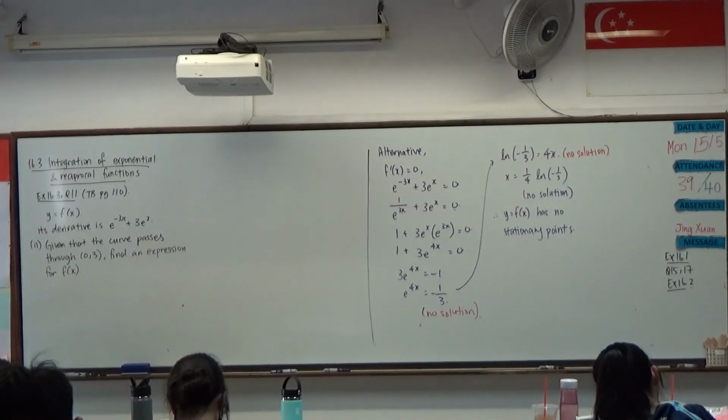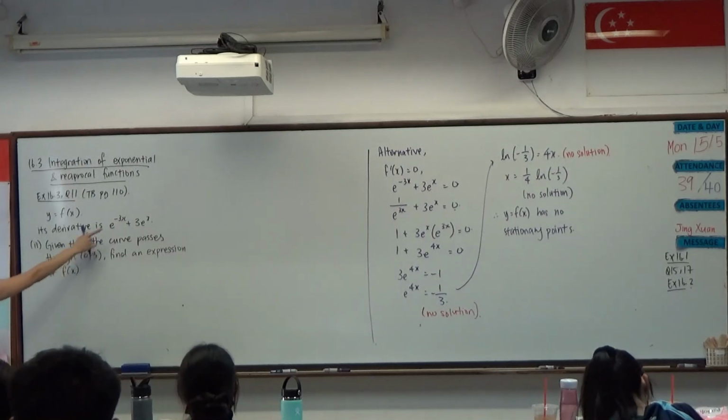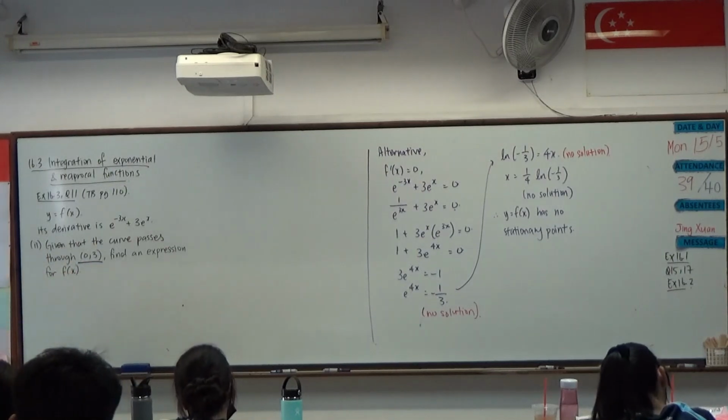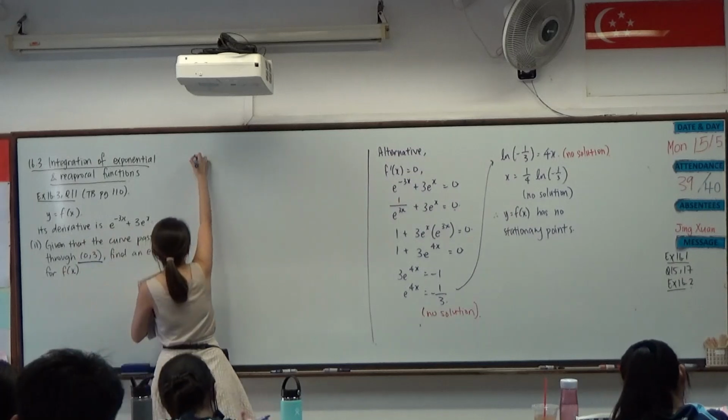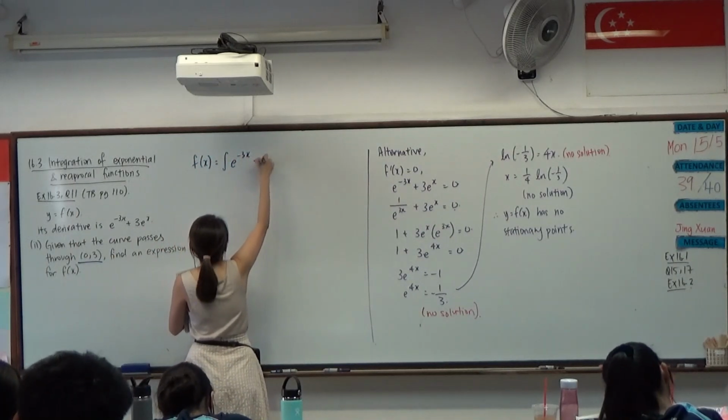Alright, in part 2 we want to find an expression for f(x). That means we need to integrate this derivative, and given the information that the curve passes through this point (0, 3), we integrate in order to get f(x).